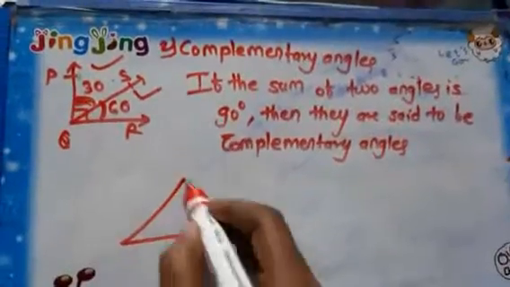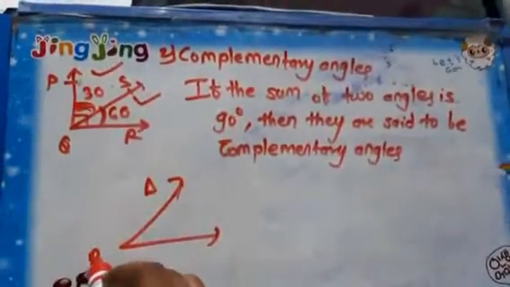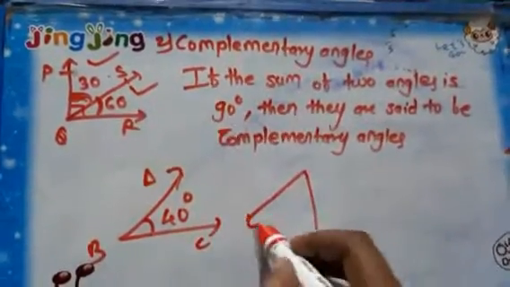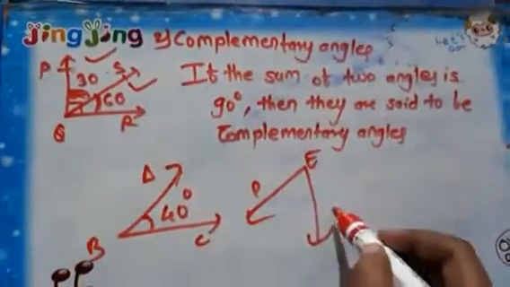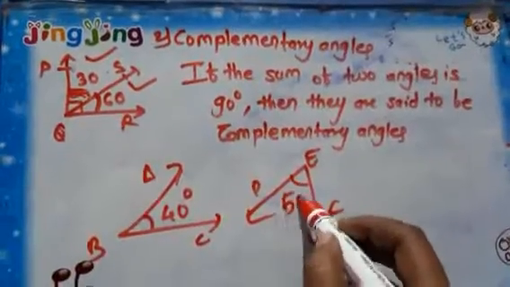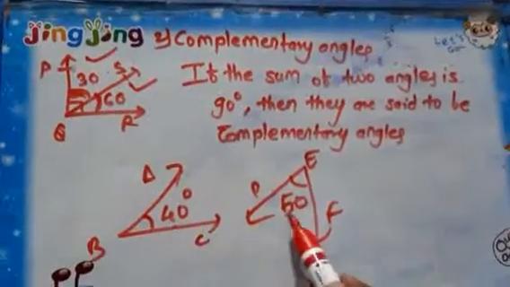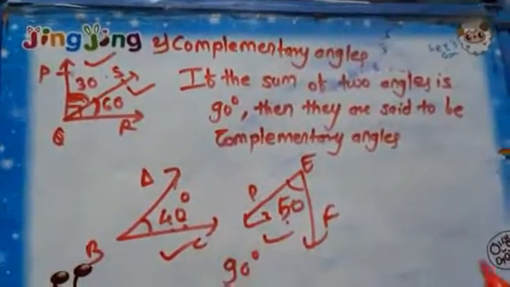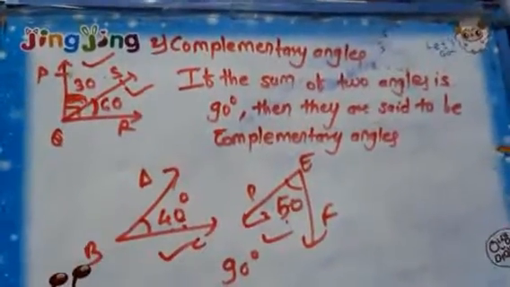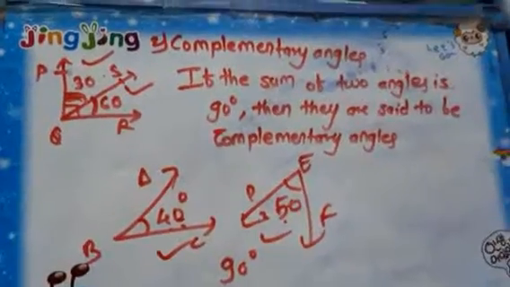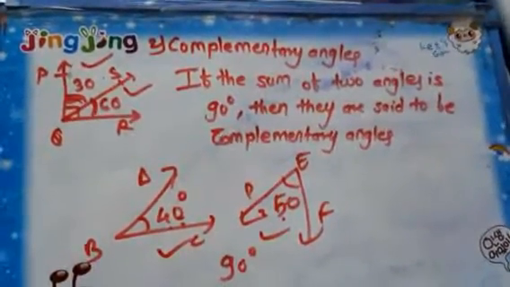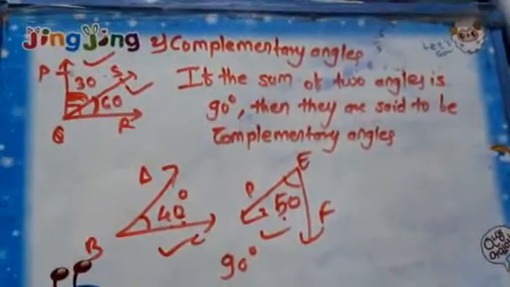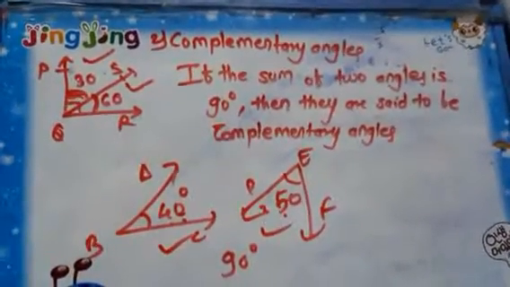Again, suppose I draw this angle ABC, which is of measure 40 degrees, and the remaining angle DEF, suppose it is 50 degrees. So their addition, 40 plus 50, is also 90 degrees. Means these two angles are also complementary to each other. So in this way, complementary angle means if the addition of two angles is 90 degrees, then those angles will be a pair of complementary angles.